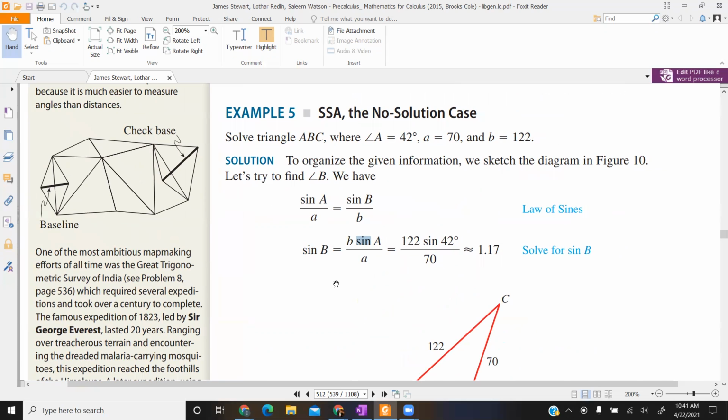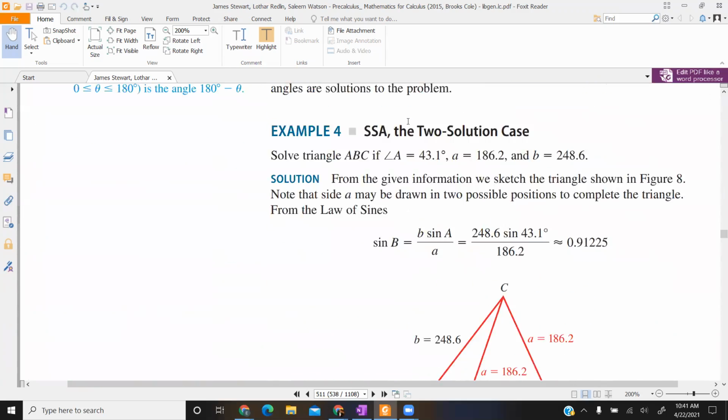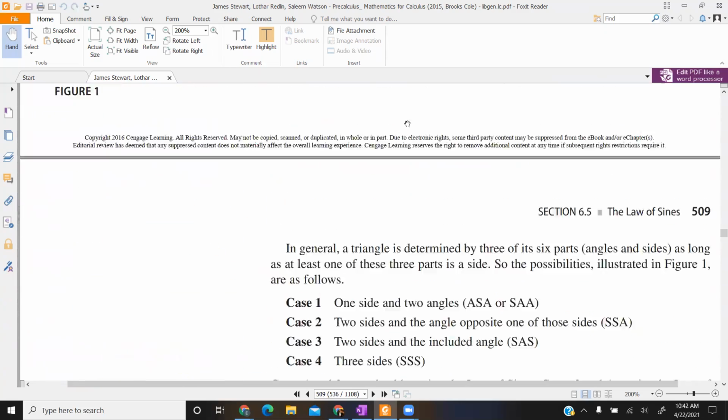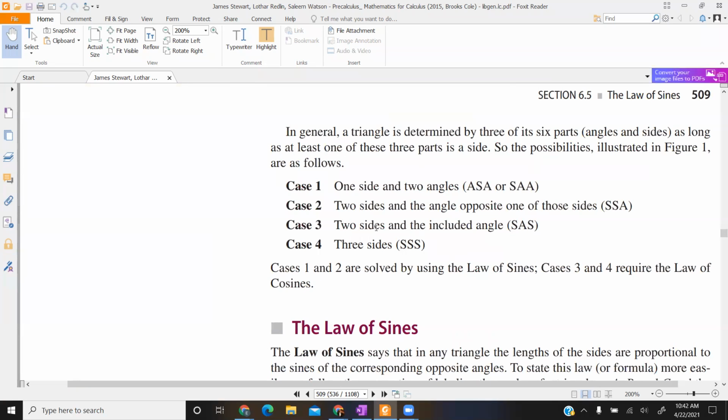So I guess I went on longer than I thought with that example, but it's good because it illustrates proof by contradiction again, which is a very useful technique when you go into more advanced mathematics and you're proving theorems and such. So that's the end of this section, 6.5. Next video will be 6.6, where we learn how to solve these two other cases. Let me go back. So cases 3 and 4, where you're given 2 sides and an included angle, or just 3 sides.